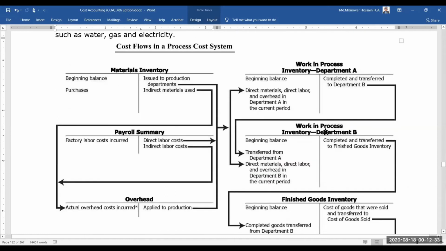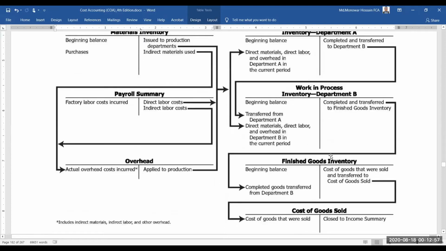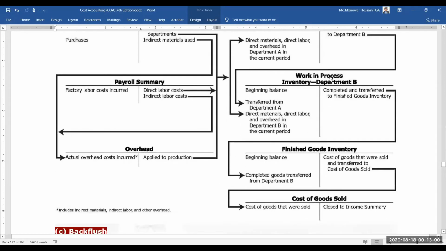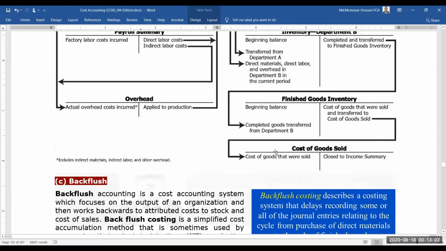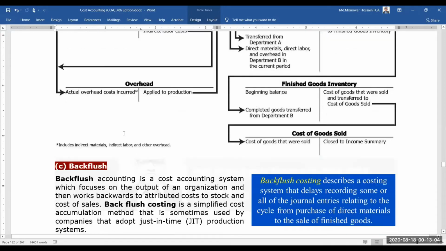So if we see the cost flow of process costing, material goes to the material inventory, it goes to the direct material inventory of department A, B, or C, and the indirect material goes to the overhead and payroll overhead, etc. It comes to the total work in progress, and then finished goods, and later on cost of goods sold.